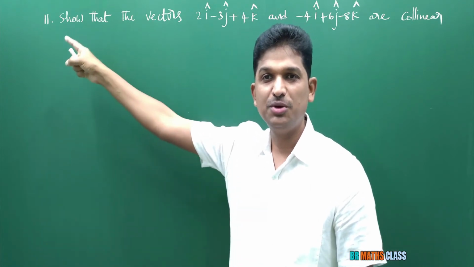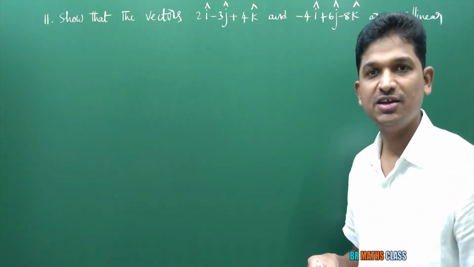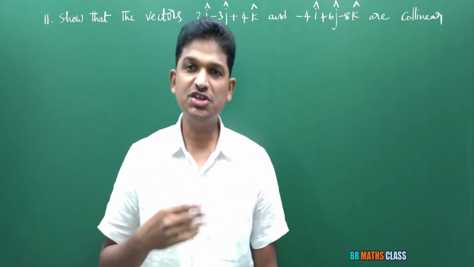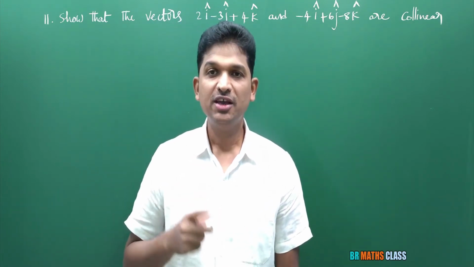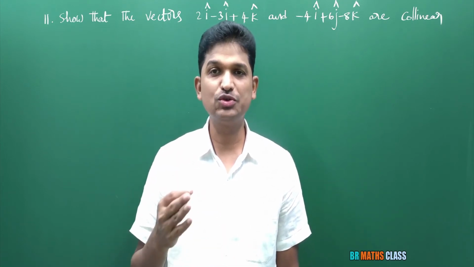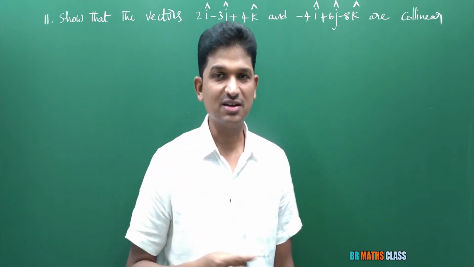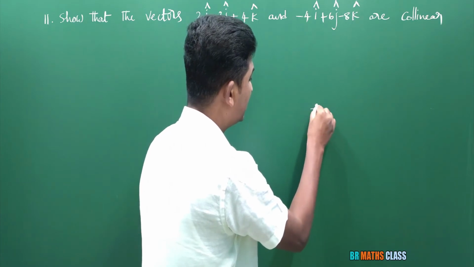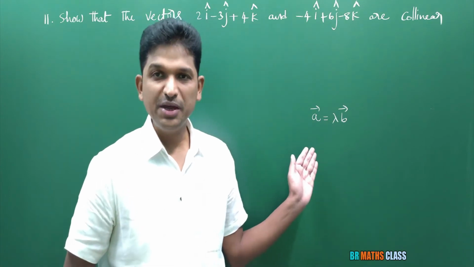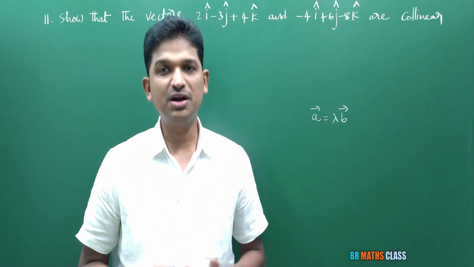You observe this question number 11. What they are asking: show that these two vectors are collinear. We need to show that these two vectors are collinear vectors. While learning the definition of collinear vectors, you learn this point. If one vector is expressed as scalar multiple of the other vector, then we say that those two vectors are collinear vectors. Collinear vectors are also known as parallel vectors. If a vector a bar equals lambda times b bar, or the vector b bar equals lambda times a bar, then we say the vectors a bar, b bar are collinear vectors.